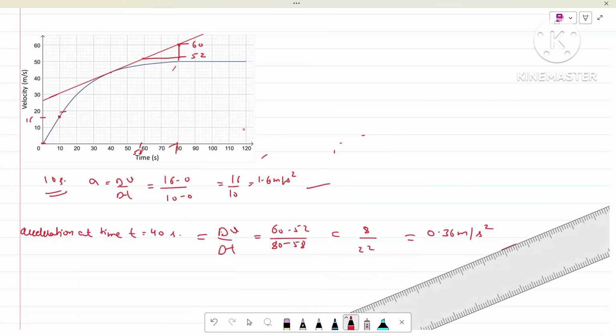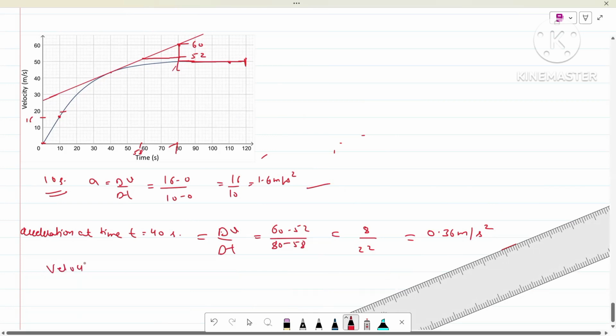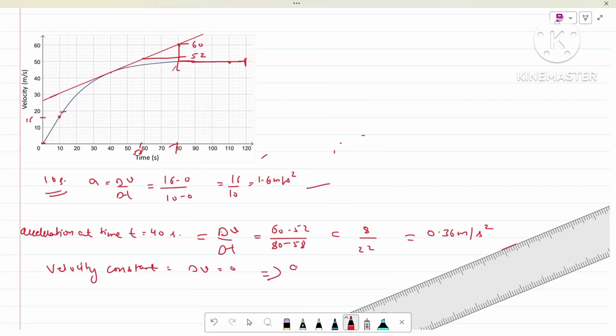Now, if I ask you what is the acceleration at time 110 seconds, you can see from 80 to 120, speed is remaining constant, velocity is remaining constant. If velocity is constant, what does that mean? Velocity constant means change in velocity, that is delta V, is 0. And if delta V is 0, this implies acceleration is 0. So in this region, acceleration is 0.